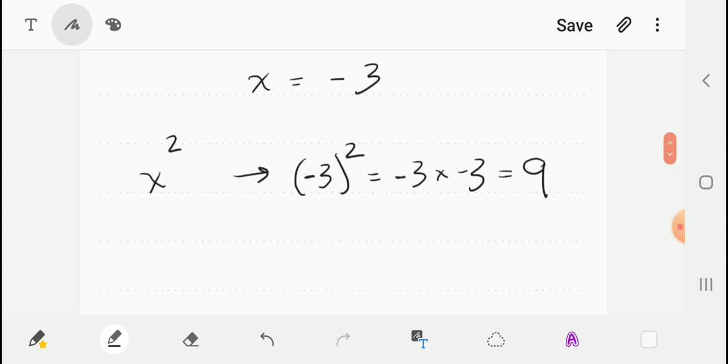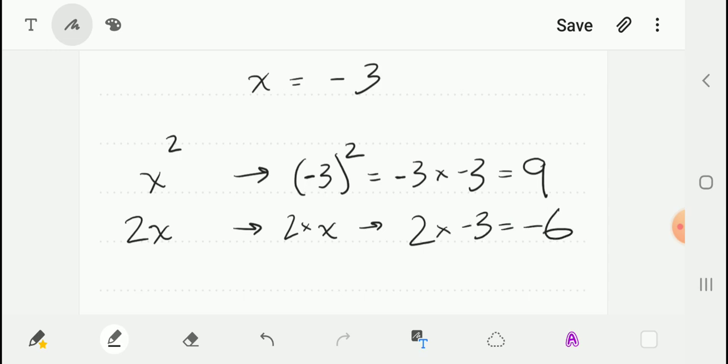Now what if you had 2x, let's say. If we had 2x, well, that's 2 times x. So in this case, it's 2 times negative 3, which is negative 6. Okay, positive times a negative is a negative.